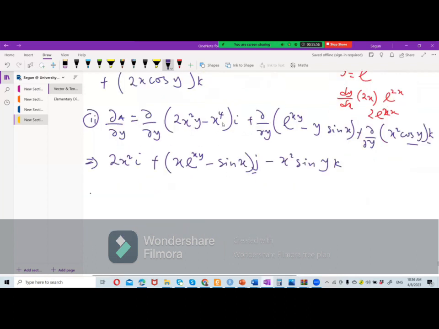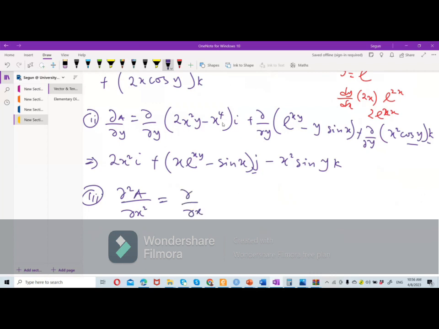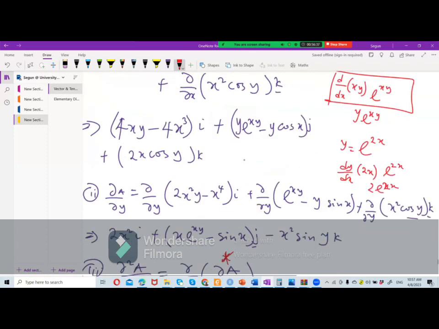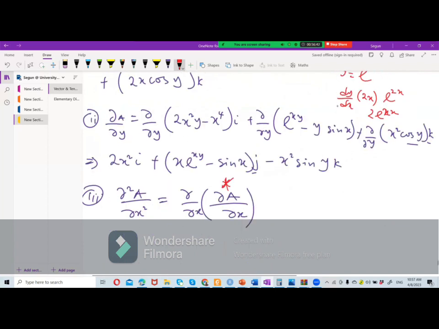So number 3 says what? The d²A over dx². What does that mean? Remember that we know it simply means, let me break this one down. It simply means d/dx of dA/dx. Do you agree with me? Now that you believe, it's the same thing we are going to use. We have this one in question 1. So it will be the same thing that you will do to differentiate again.